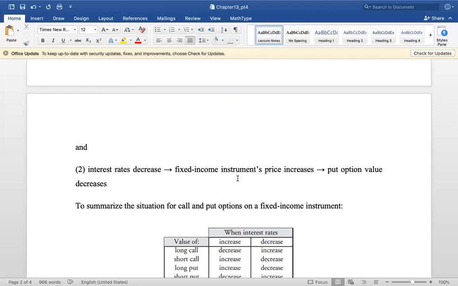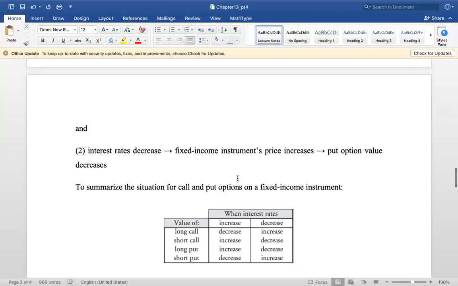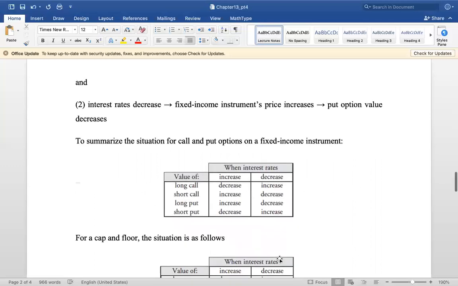Right? To summarize the situation, if you are a long call, when interest rate increases, your value will decrease, and if it decreases, your value will increase. But if you are a short call, it's vice versa. For a long put, it's increase, decrease, and for a short put, it's the reverse.